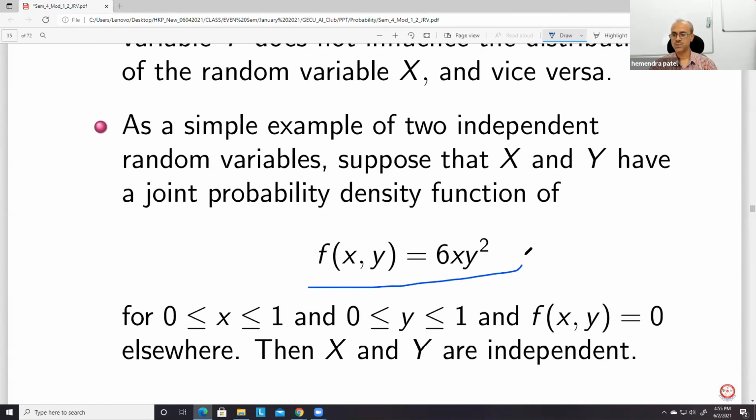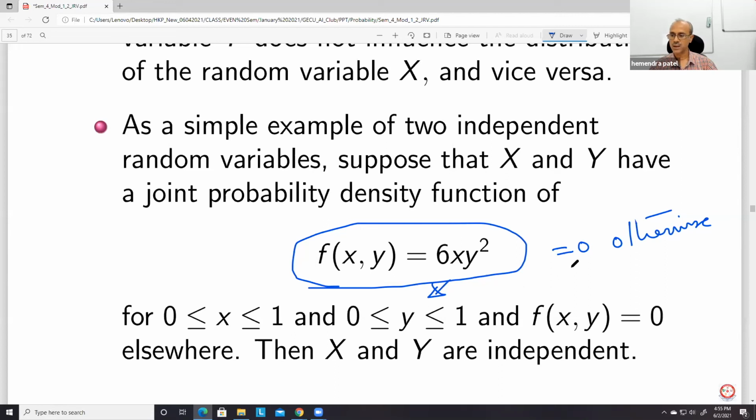f(x,y) is equal to 6xy squared when x lies between 0 and 1 and y lies between 0 and 1, and the value of this function is 0 otherwise. So this is in this domain, and otherwise it is 0. We can prove that this f(x,y) is equal to f_X(x) times f_Y(y).